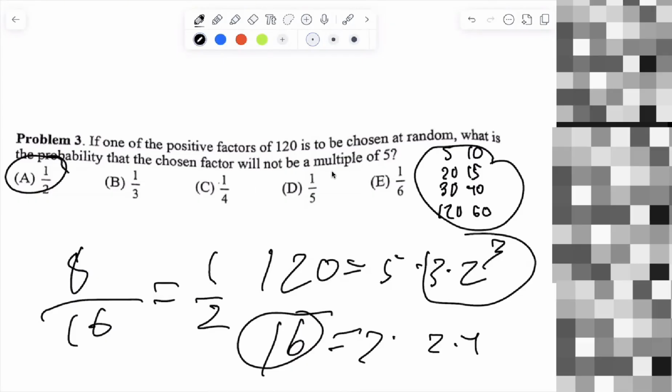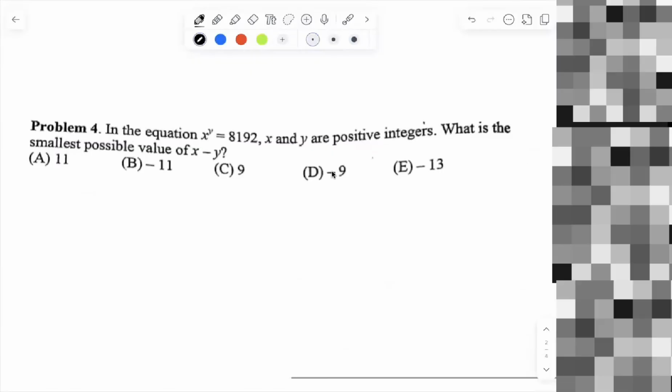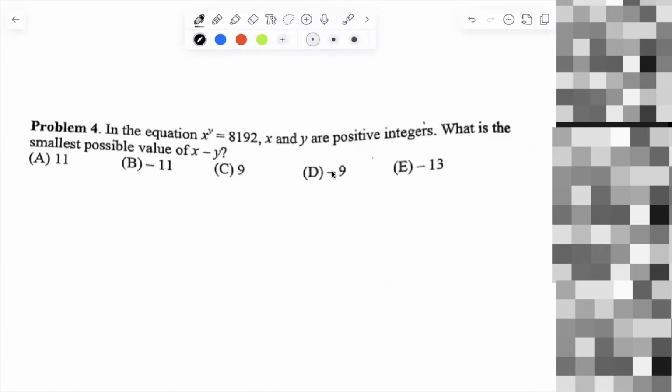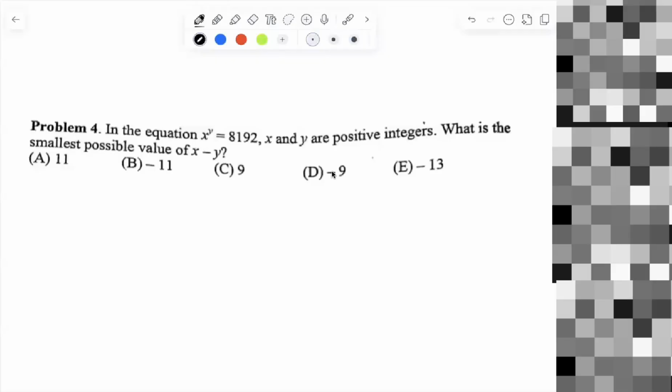Alright? Now let's move on to problem 4. In the equation, x to the y is 8192. X and y are positive integers. What is the smallest possible value of x minus y?